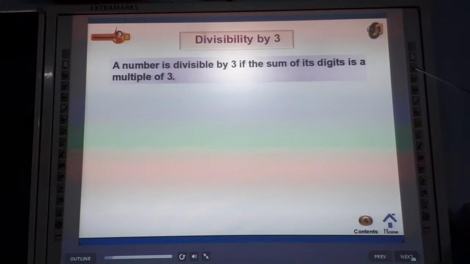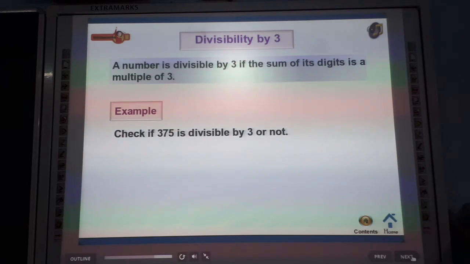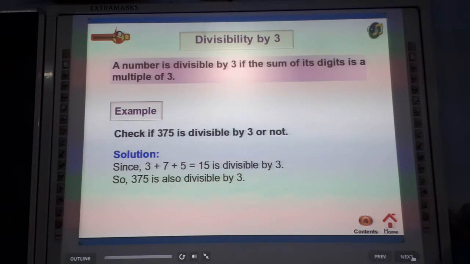Now next is divisibility by 3. A number is divisible by 3 if the sum of its digits is a multiple of 3. For example, check if 375 is divisible by 3 or not. Solution is, since 3 plus 7 plus 5 is equal to 15, which is divisible by 3, so 375 is also divisible by 3. Okay student?